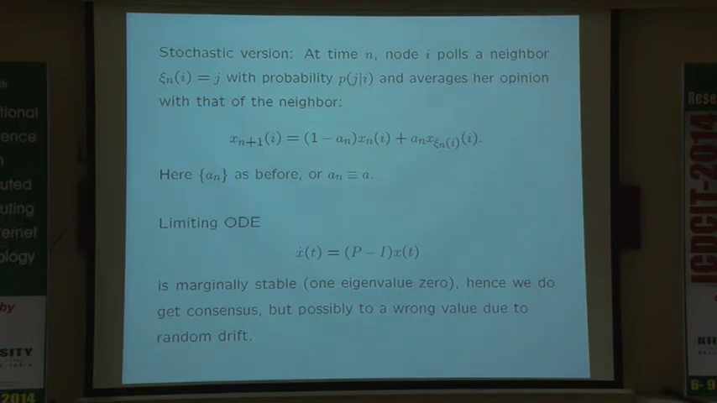What one can show is that for any initial condition, it will converge to some constant vector. But which constant vector it converges to will depend on where you start. My problem was to start with x0 and converge to the average of x0, which, if I run this differential equation, will happen. If I start at x0, it will converge to the average of x0.